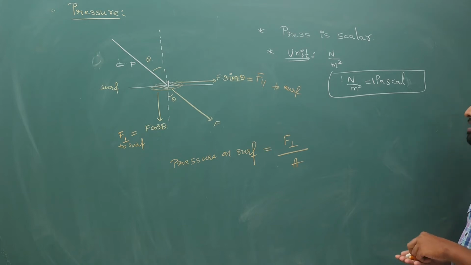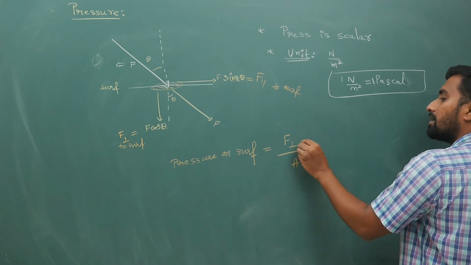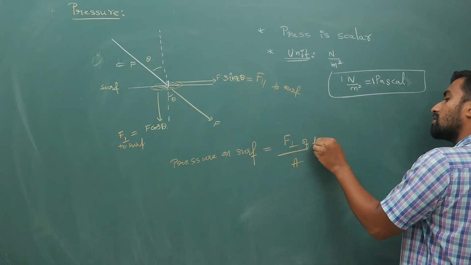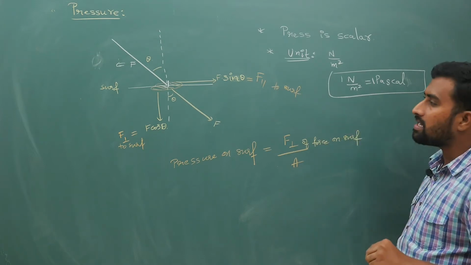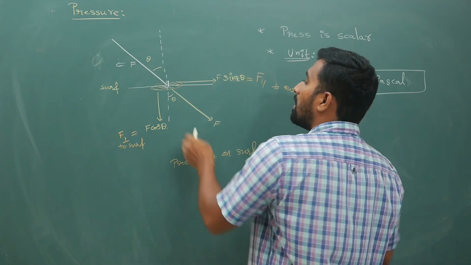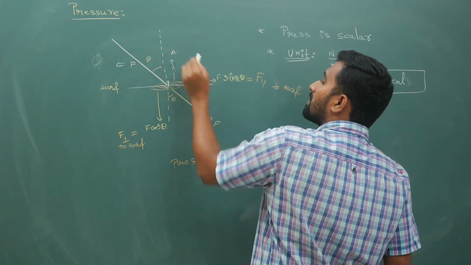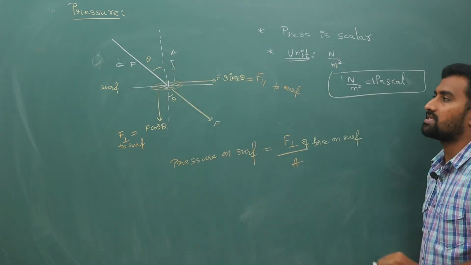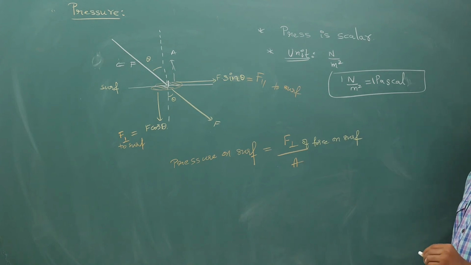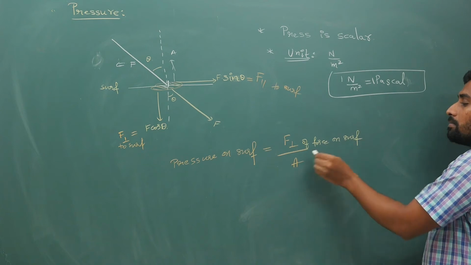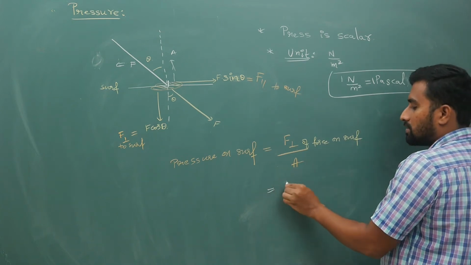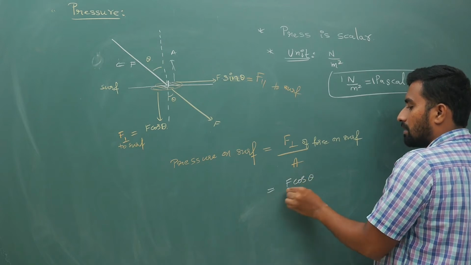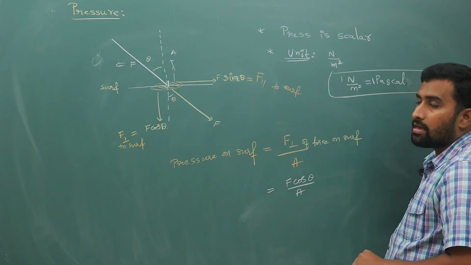So this is your perpendicular component of force on the surface, not the area vector. The area vector for this part is this way, perpendicular to the surface. I am not considering the component that is perpendicular to area. I am taking the perpendicular component of force on the surface by area. So according to that, this becomes F cos theta by A.